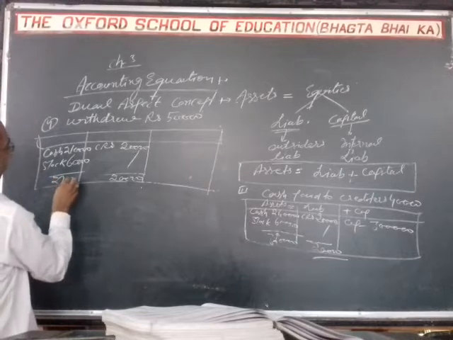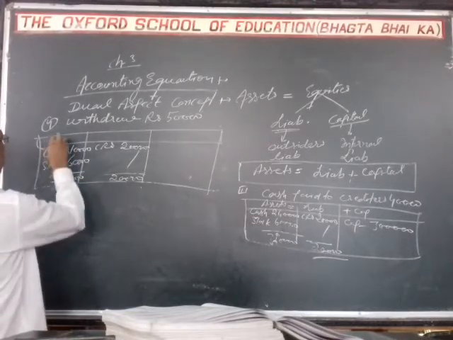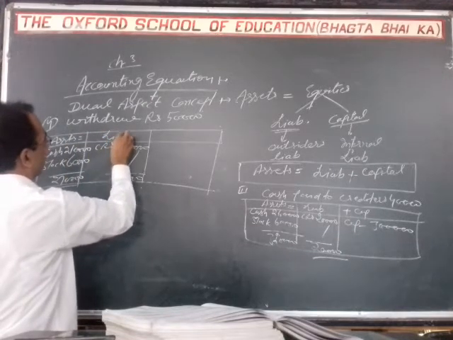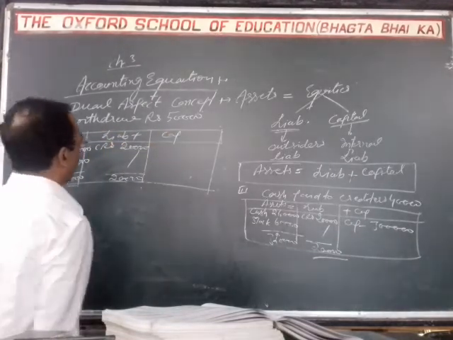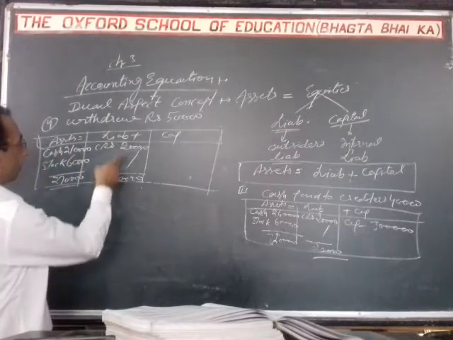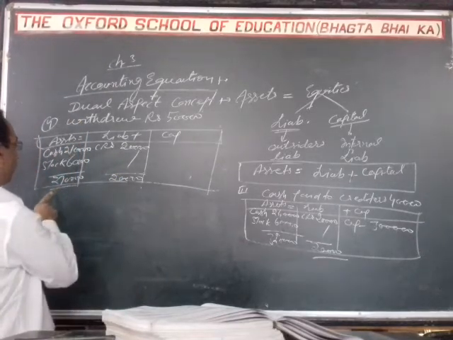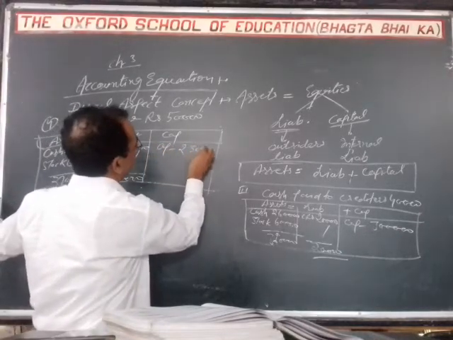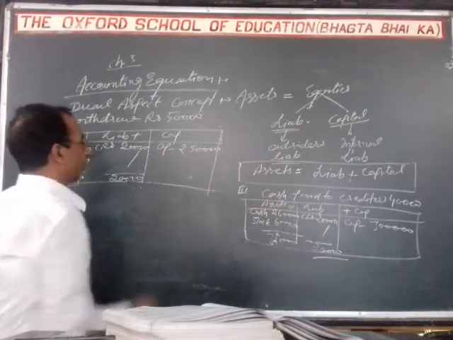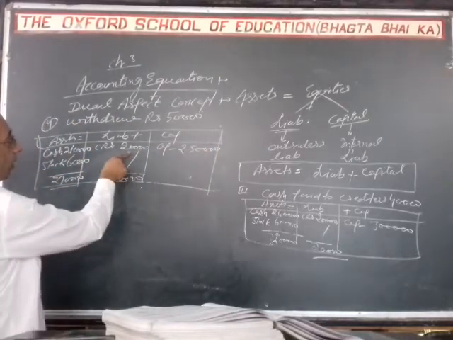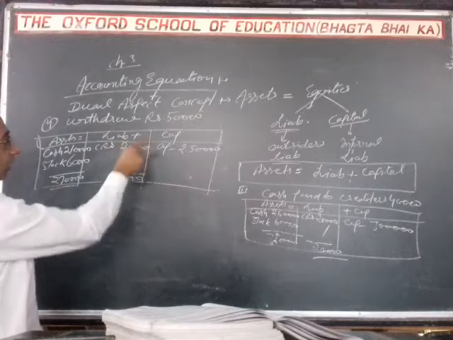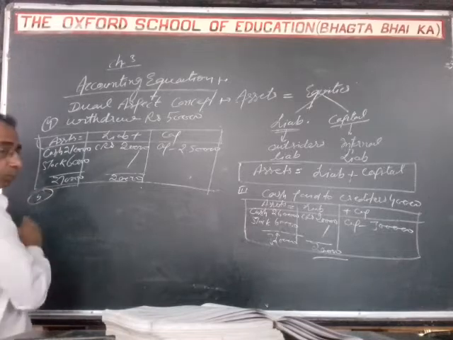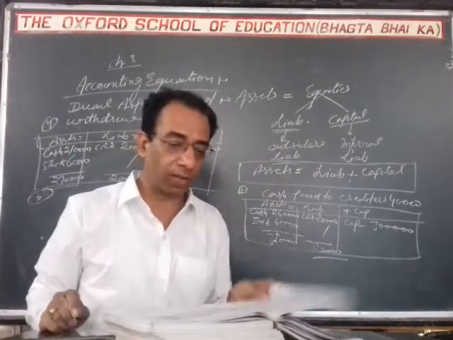So the asset side total is 2,70,000. Right? So how do we calculate the capital? 20,000 liability will be minus from the total of assets, that is 2,70,000. So capital is 2,50,000. 20,000 will be minus from 2,70,000 and the result will be 2,50,000.